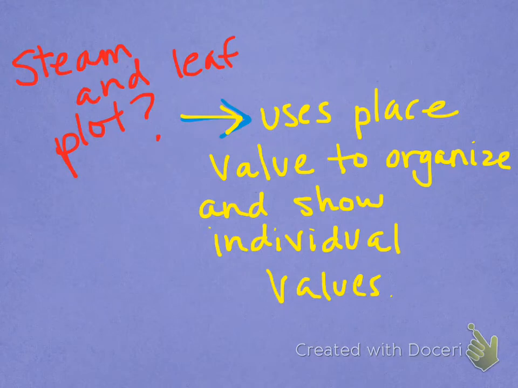Okay, let's start with what is a stem and leaf plot? Well, it uses place value to be able to show individual values, and I will show you an example right now.